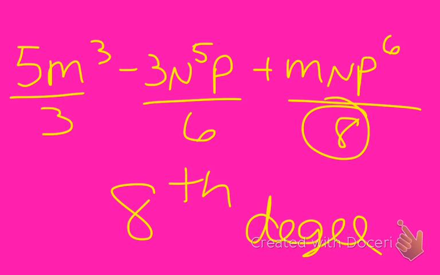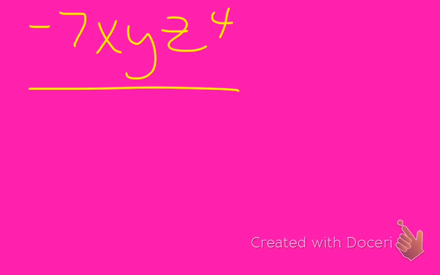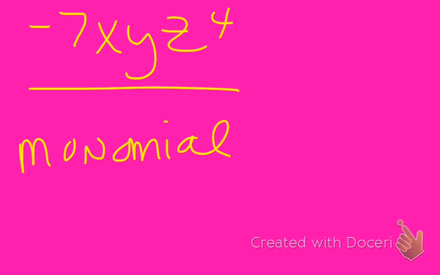Okay? The next one, they want you to write monomial, binomial, trinomial, or polynomial. Complete the description by writing the number of variables and degree. So number 7. Negative 7xyz⁴. First of all, they want to know if this is a monomial, binomial, trinomial, or just a polynomial. Good job. Monomial, yeah. And they want you to tell me how many variables there are. 3 variables.